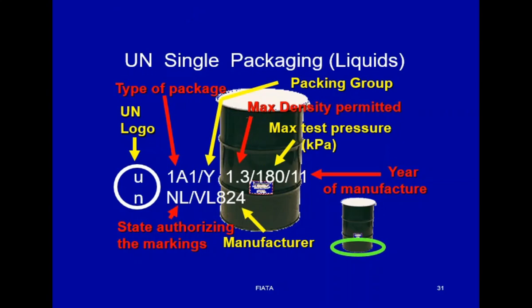And this is single packaging for liquid. The UN specification mark would distinguish between the markings if it's liquid and if it's solid. Here, because it's liquid, the maximum density permitted is stated there, and the maximum test pressure is stated there. If it's solid, it is the maximum weight that the package would hold, which would be stated.